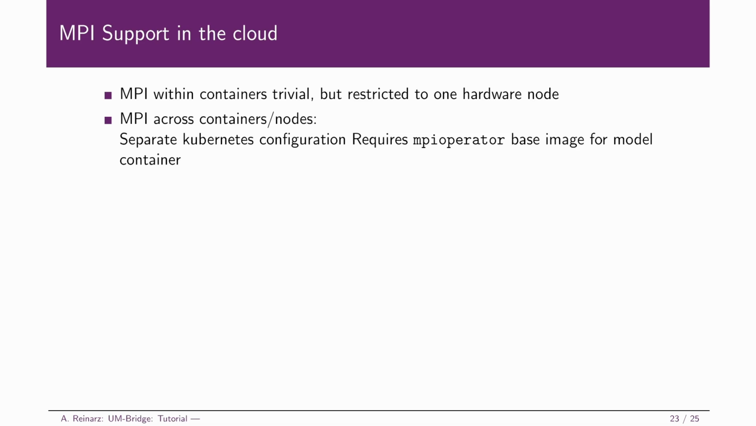But that's restricted to one hardware node. So now you cannot communicate outside of that one node. If you want to get beyond that, then you can also do this, actually. We provide a Kubernetes configuration for this. In that case, you need to make sure that the model you've set up, so if you've worked through section 5 to set up your own Docker container, starts not from the standard Ubuntu base image, but from an MPI operator base image.